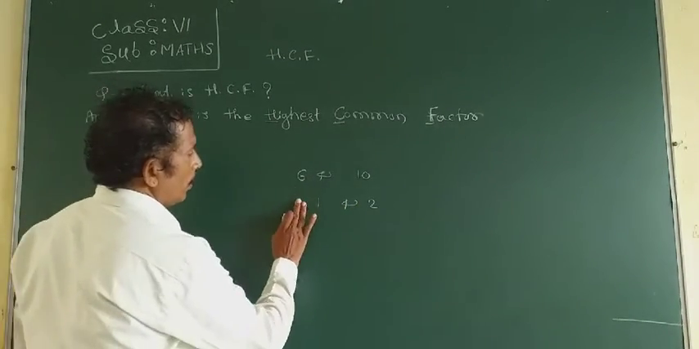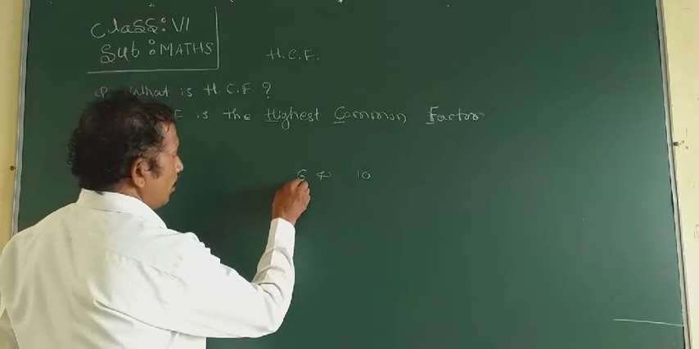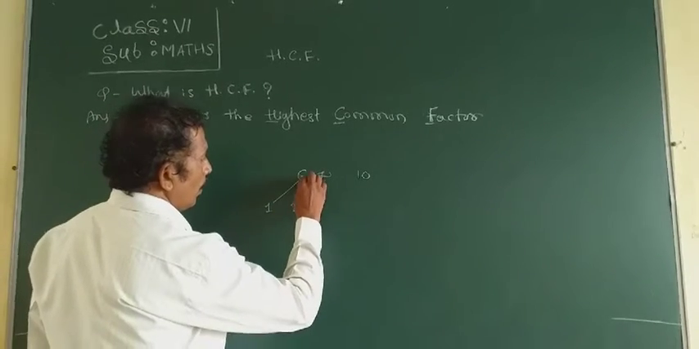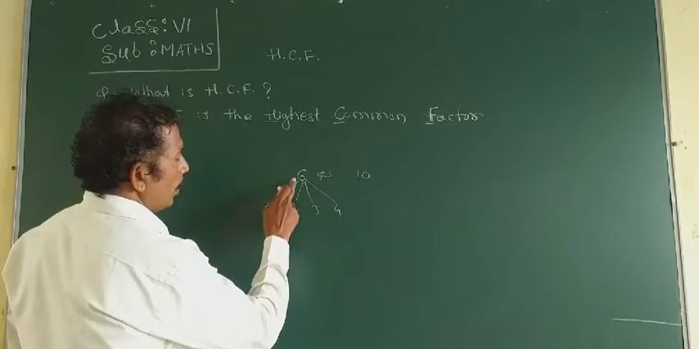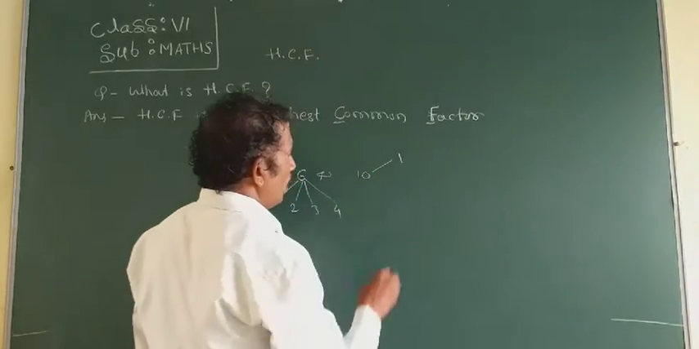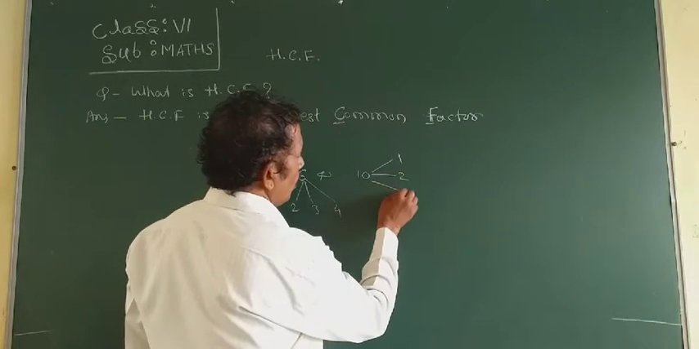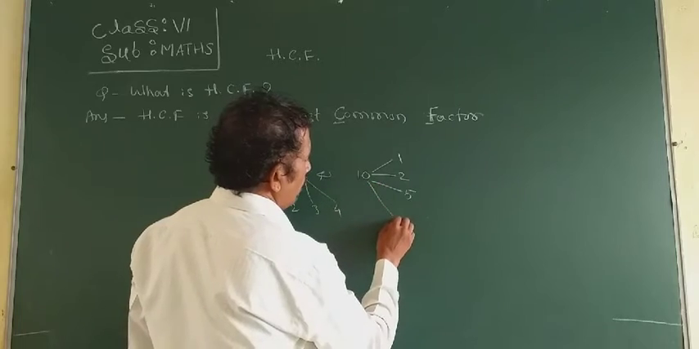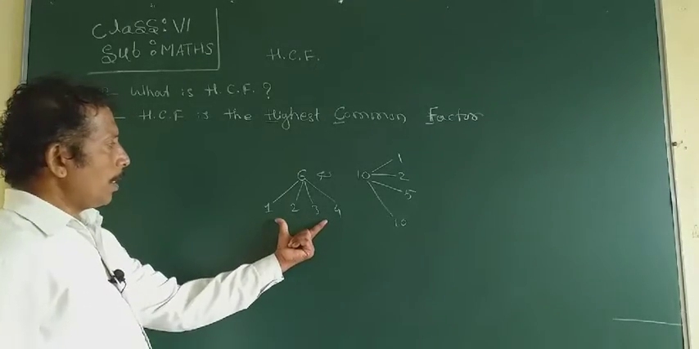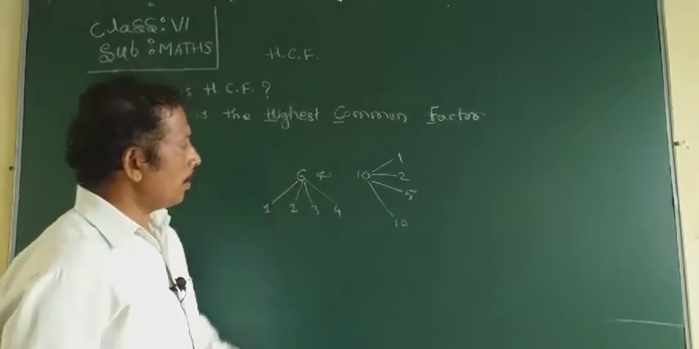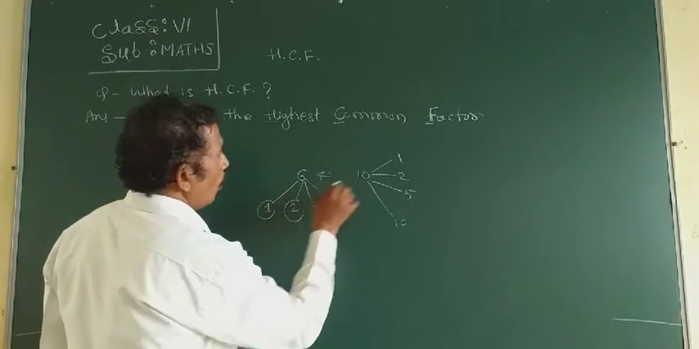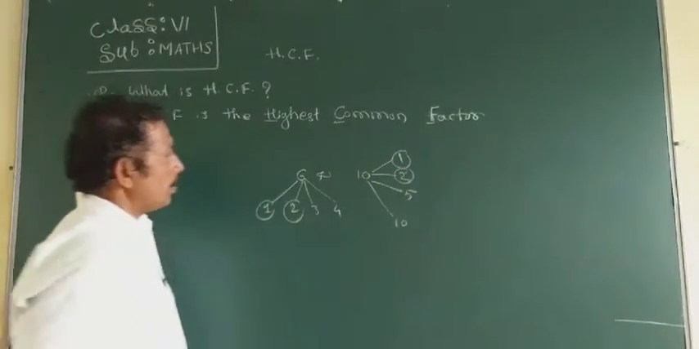All the factors of 6: we can divide 6 by 1, 6 by 2, 6 by 3 and 6 by 6. All these are the factors of 6. Similarly, we can divide 10 by 1, 10 by 2, 10 by 5 and 10 by 10. Now, these are the factors of 6 and these are the factors of 10. In these factors, 1 and 2 are the common factors of 6 and 10.